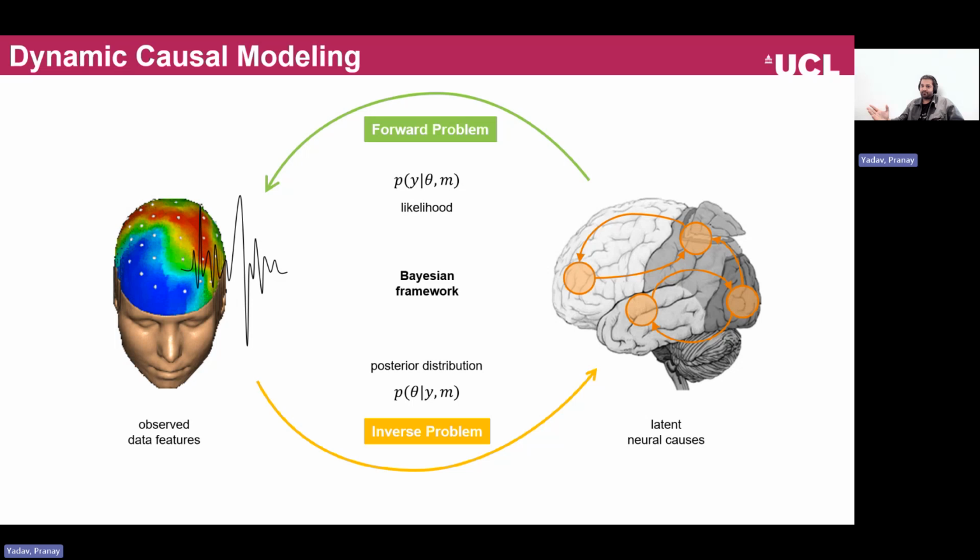DCM is such a Bayesian framework. The forward model problem is modeling how hidden parameters generate data, while the inverse problem is inferring the posterior distributions of parameters from the data we have actually observed. In this talk, we'll focus on how this plays out when the data we are trying to explain are spectral features from EEG, MEG, or LFP recordings.